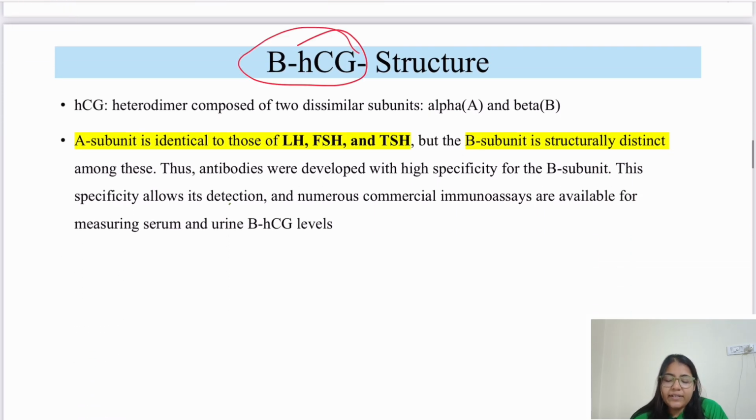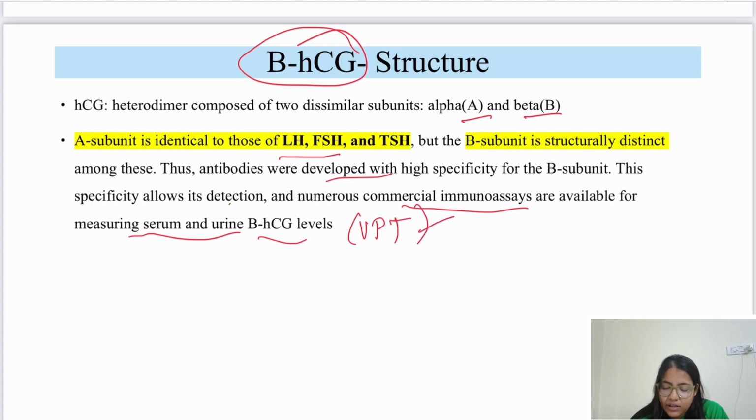A little about beta HCG, as it is very important. So beta HCG is a heterodimer. It has 2 subunits, alpha and beta. The alpha subunit is identical to LH, FSH, TSH, and the beta subunit is distinct. So antibodies are developed with high specificity against this beta subunit. That is how we detect it in urine or serum in blood. And many immunoassays are available for measuring serum beta HCG levels, and in urine also, like we do with Prega News and so on for UPT.